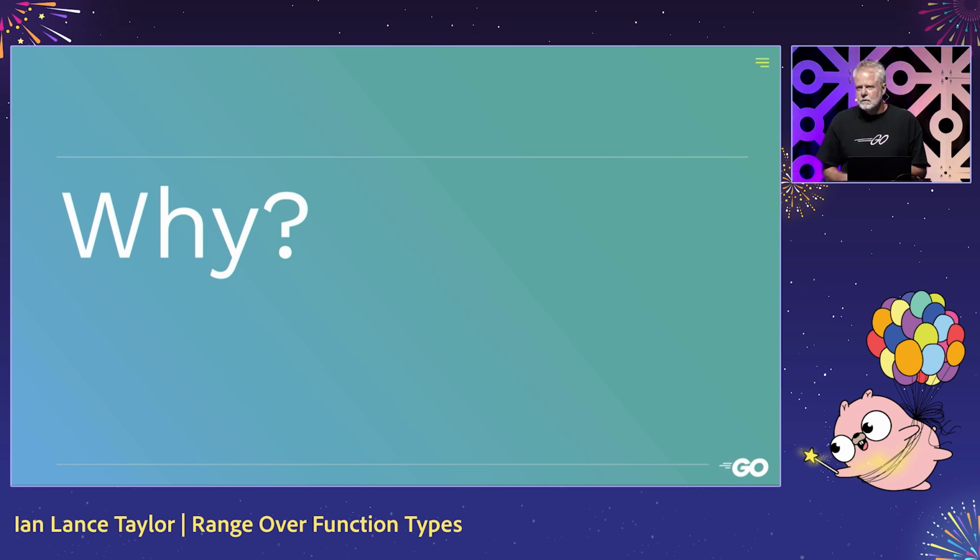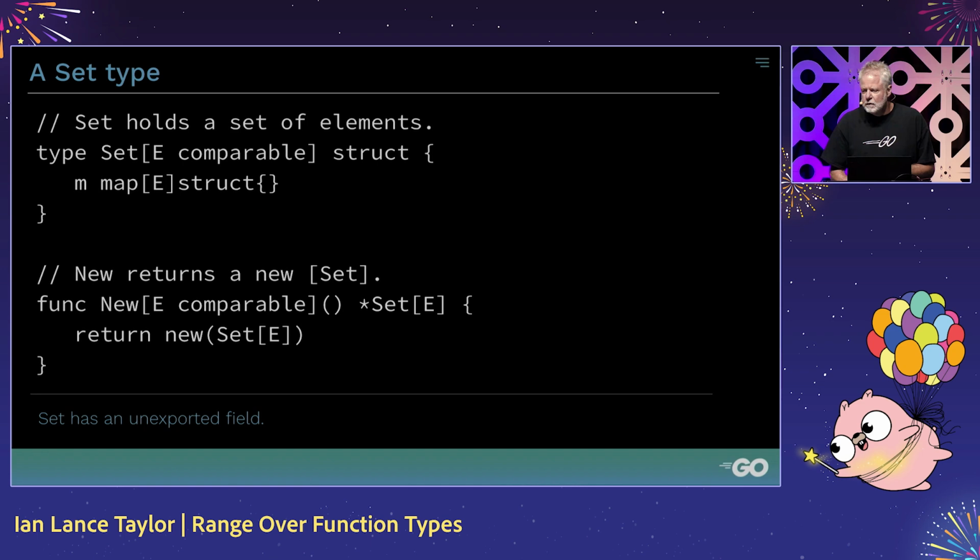First question is, what problem are we trying to solve? Why are we doing this? Since Go 1.18, we've had the ability to write new generic container types in Go. For example, let's consider this very simple set type. Set is a generic type implemented on top of a map.